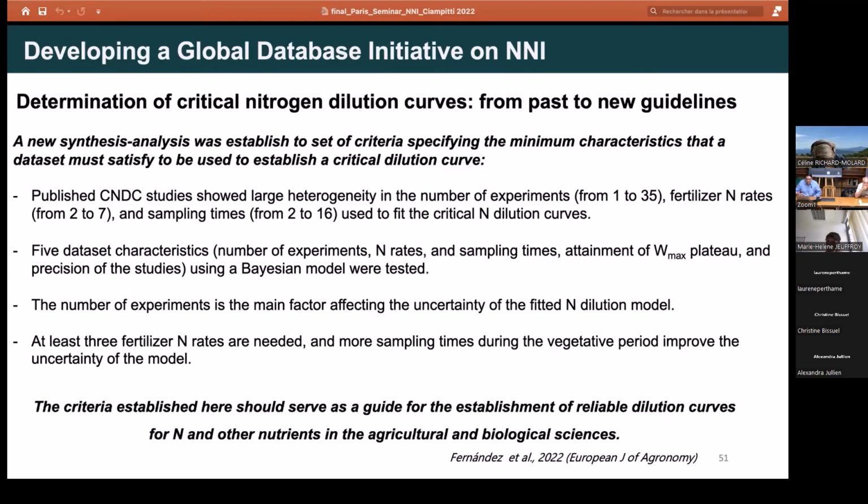And again, the idea of this paper was specifically looking at how we can establish some guidelines for defining dilution curves, even for crops that we don't have dilution curves for. I discussed yesterday with some collaborators from Dijon. We have some crops, like soybeans, that still don't have a dilution curve, and many people were surprised by that. But this is an example of how we can start establishing and thinking on that.